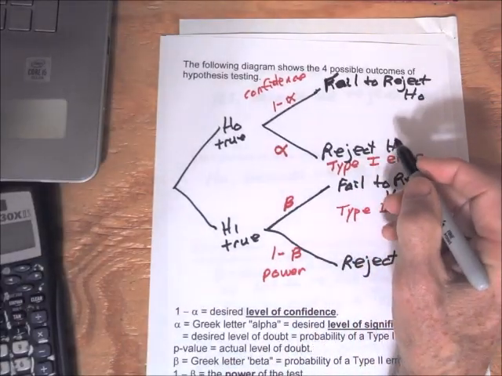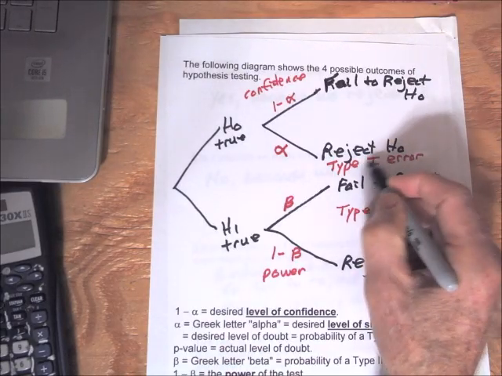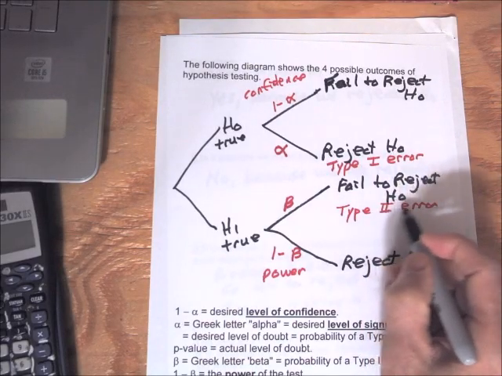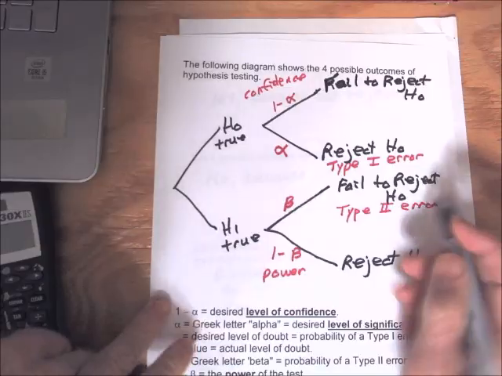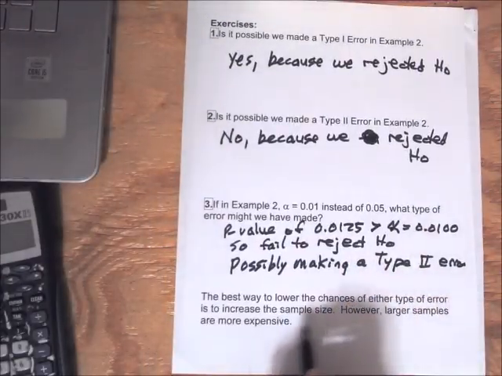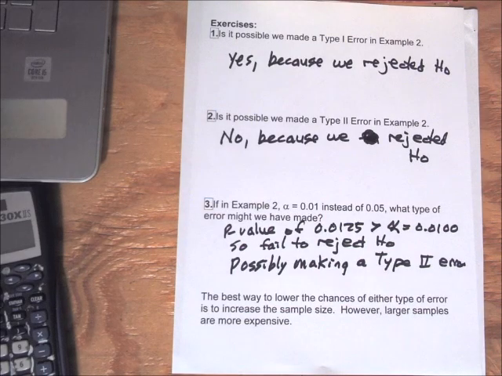So whether you reject H0 or fail to reject H0, you always take a chance of an error. If you reject H0, you take a chance of making a type 1 error. If you fail to reject H0, you take a chance of making a type 2 error. And the best way to lower the chance of either type of error is to increase the sample size, but the drawback there is that larger samples are more expensive. So there's a little bit of a trade-off between being confident in your results and the cost of a larger sample. And that concludes this presentation.